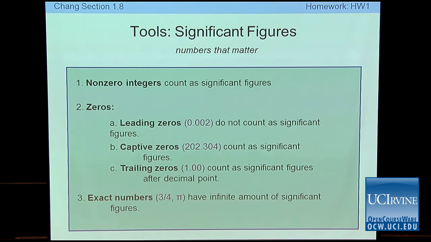And then finally, exact numbers. For instance, a fraction, 3 over 4. 3 is a significant figure, 4 is 2. These are infinitely precise. 3 over 4 is infinitely precise. That fraction is an exact number. There's an infinite amount of significant figures. Pi is also a number which has an infinite amount of significant figures, meaning that these numbers will never limit the significance of your calculation.